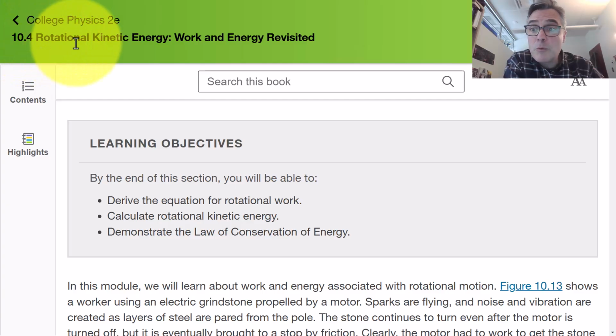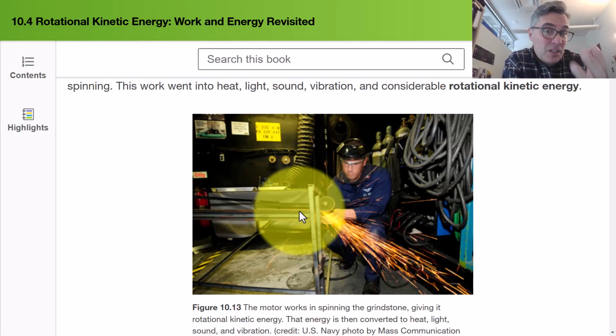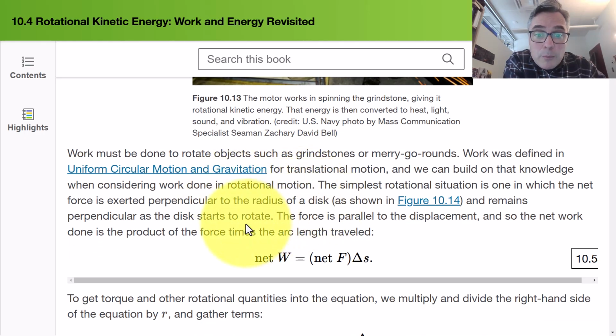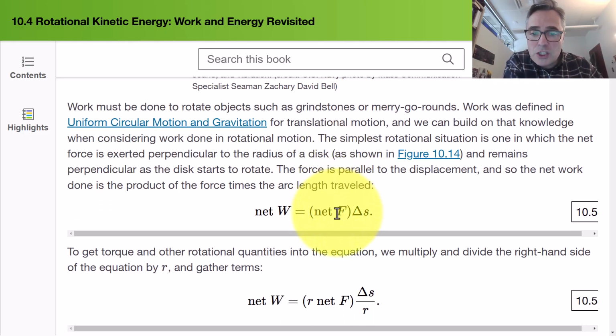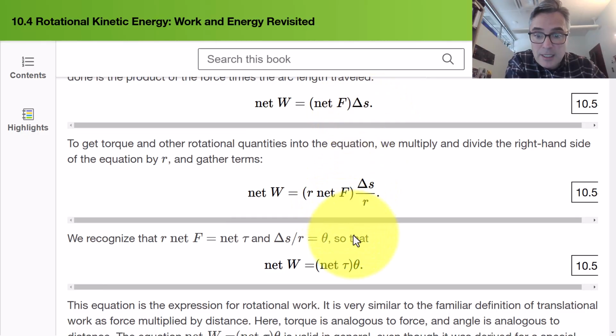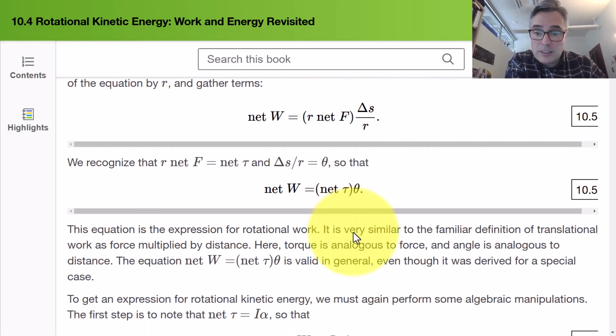Section 10.4 is on rotational kinetic energy. So when anything is rotating, it has some kind of kinetic energy. You can imagine all the particles are certainly moving. So how much kinetic energy does it have? Well, one way to figure this out is to calculate the work. Remember, in linear motion, the net work on an object was the change in its kinetic energy, and that was force times the displacement. Here with rotation, the net work can be the net torque times the angular displacement.